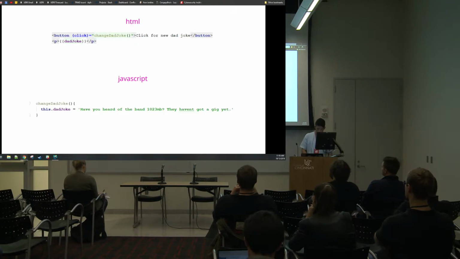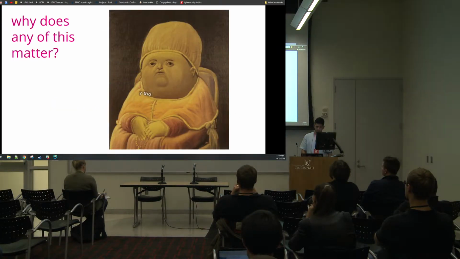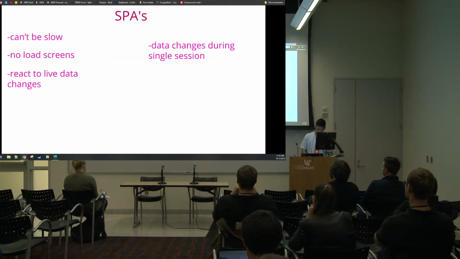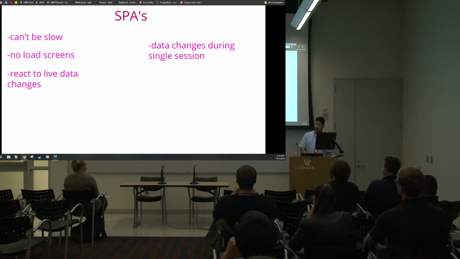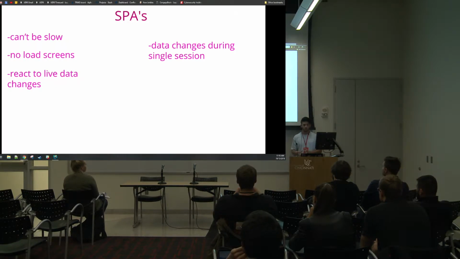So why is any of this important? Reactive programming, whatever. So we have single page applications. Can't be slow. I mean, personally, I know when I see an application and it's supposed to be single page and I click another thing and it loads, I don't count that as a single page application if it takes forever to load. It's not responsive to myself. And you got to handle data changes during a single user session, which can be clunky to do without frameworks, so reactive programming is perfect for it.